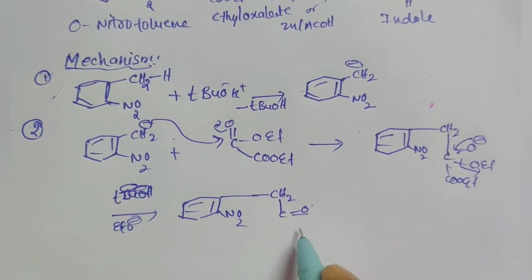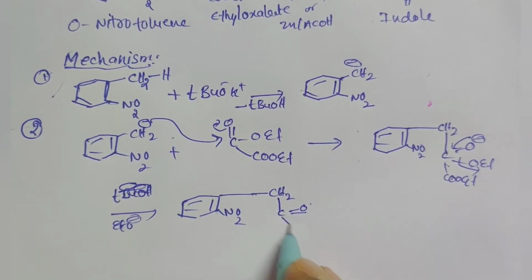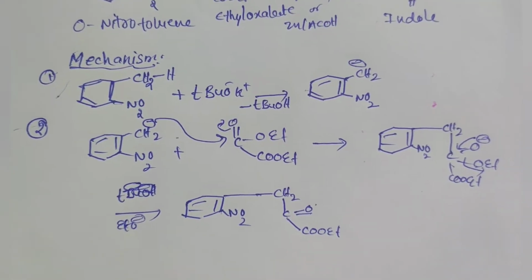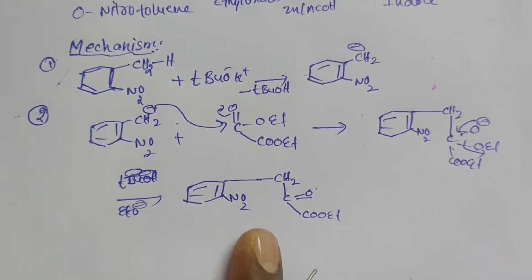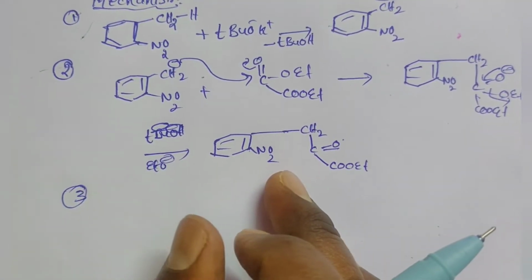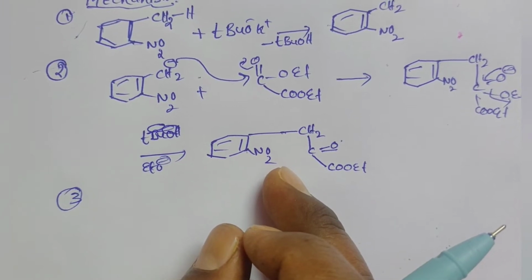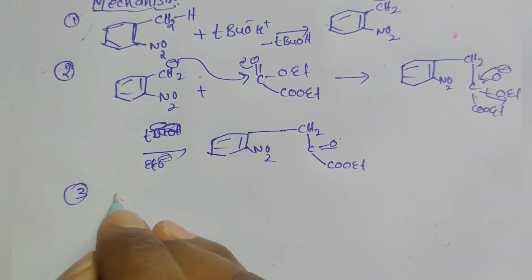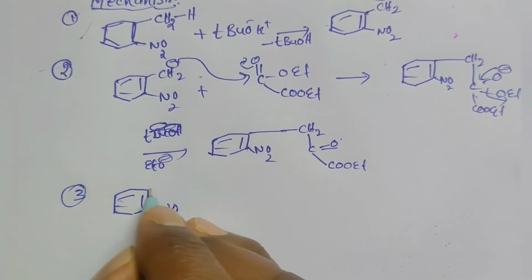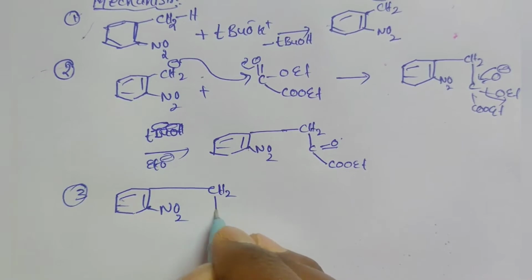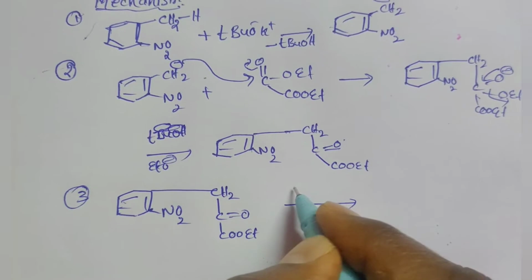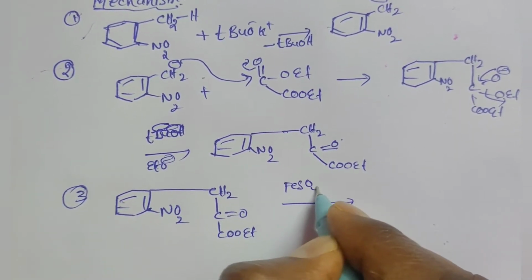So as a result, we get the keto once again, and this ester group is present like that only, and so this is the product obtained in the second step. In the third step, this is treated with a reducing agent like ferrous sulfide or zinc and acetic acid mixture. On treating with ferrous sulfide as a reducing agent.